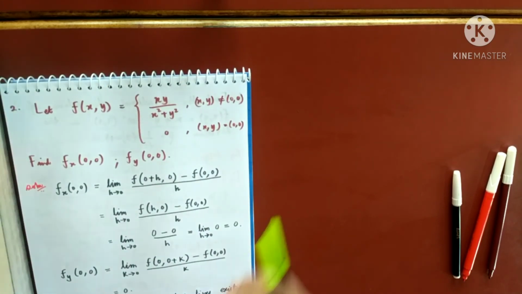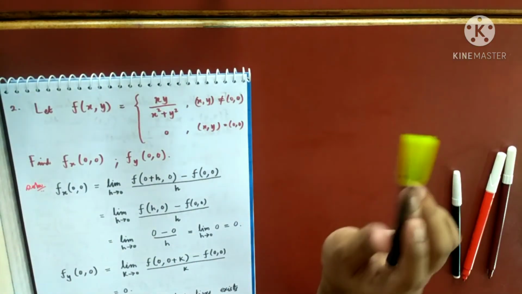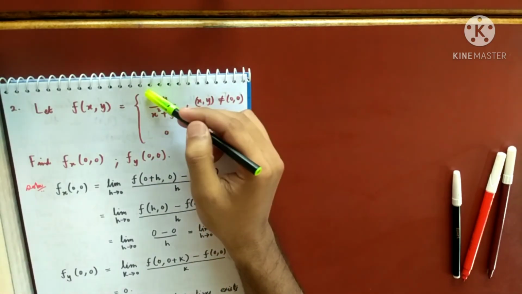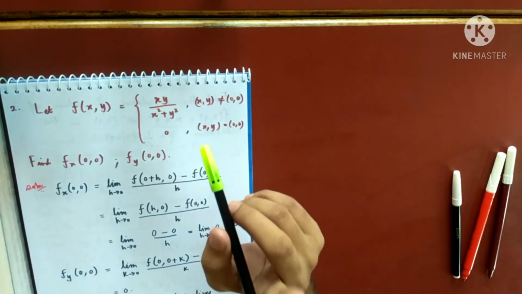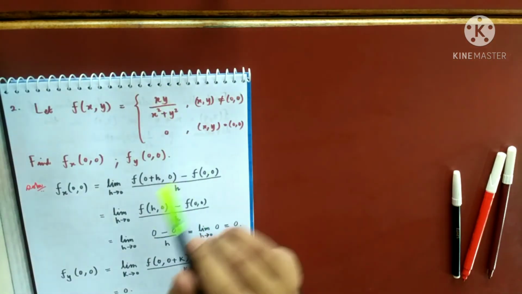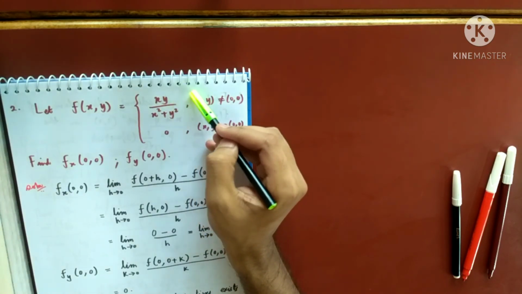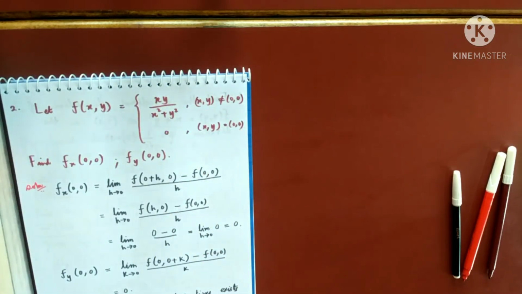Now you tell me, is this function continuous at 0, 0? We have done this question. Just think and tell me. Why is this function not continuous at 0, 0? It is very easy to see. The limit as x tends to 0, y tends to 0 of this function does not exist. Why? Because if you put y equals mx, you will get m by 1 plus m square, which is different for different values of m. That means this function is not continuous at 0, 0.